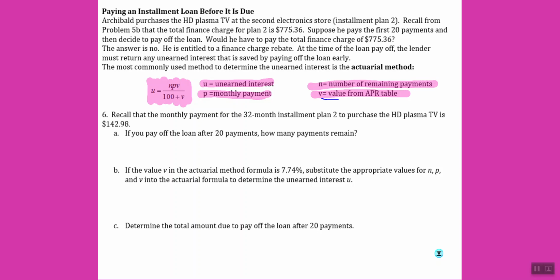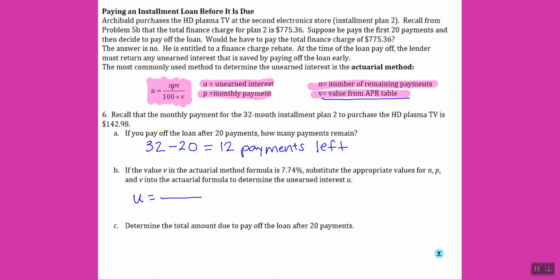V, the value from the APR table. I'm not going to make you guys use the APR table. I will give you that value in the directions. So, if you pay the loan off after 20 payments, how many payments remain? So it was a 32-month plan. We're making 20 of the payments. There would be 12 payments left. If the value V in the actuarial method formula is 7.74%, substitute the appropriate values for N, P, and V into the actuarial formula to determine the unearned interest.